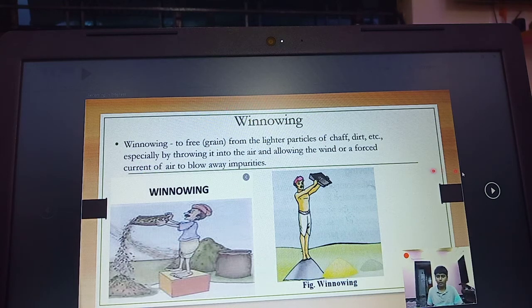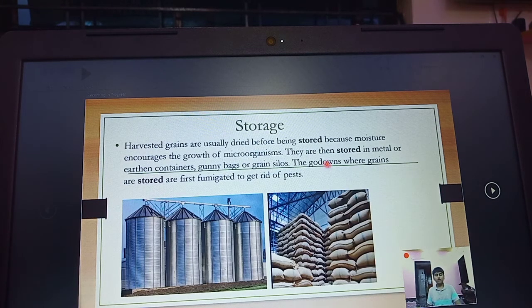That is winnowing. Now, after you have threshed and winnowed your harvested crops, you need to store them. Harvested grains are usually dried before being stored because moisture encourages the growth of microorganisms. They are then stored in metal or earthen containers, in gunny bags or grain silos. The godowns where grains are stored are first fumigated. Fumigated means cleaned, to get rid of pests. So now this is all about the food resources that we get from plants.